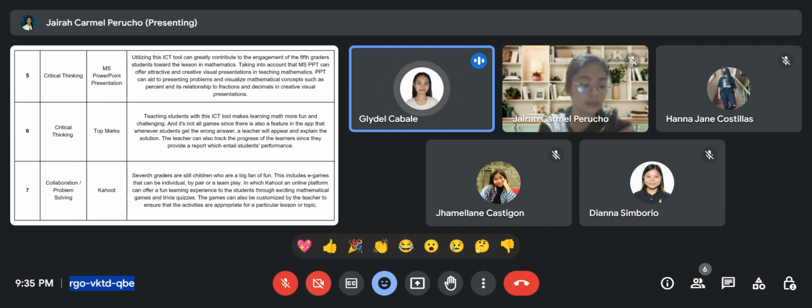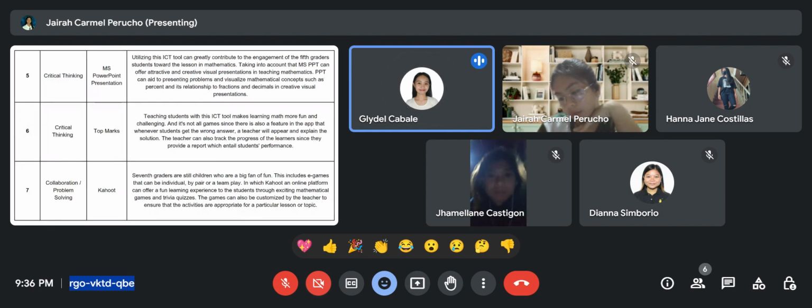lesson or topic. So we know that, assuming that you are to teach some mathematical concept, we can't really expect to get everyone's attention and involve each and every student in your discussion. So Kahoot provides a fun activity that will surely engage the learners since it has a lot to offer. And the platform can accommodate multiple players. So you can do it by group, by pair, which can develop collaboration among the students.